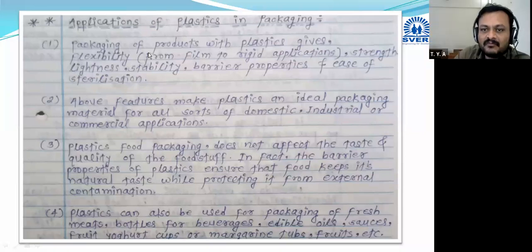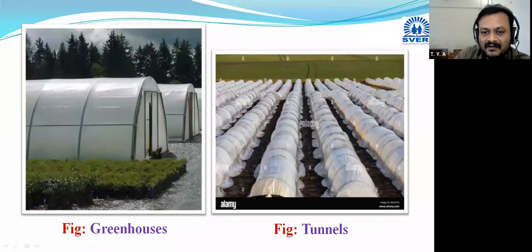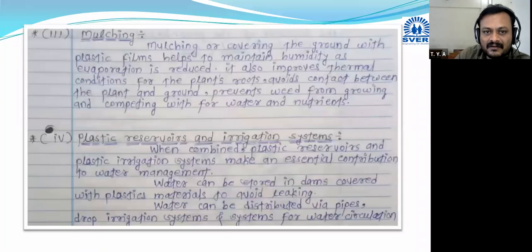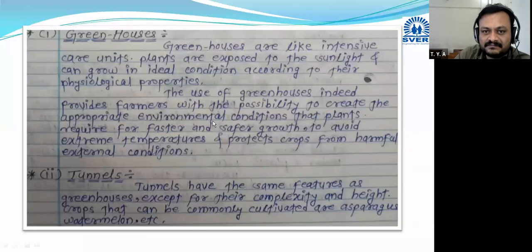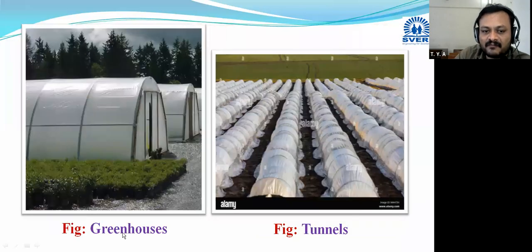Before mulching, okay. Before mulching, two points are there that I will explain. Before mulching, greenhouses and tunnels are there. Okay, greenhouses. I will explain it with the help of a diagram. So these two are the applications of the plastics in the agricultural sector.